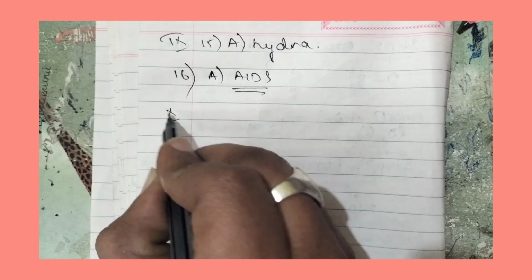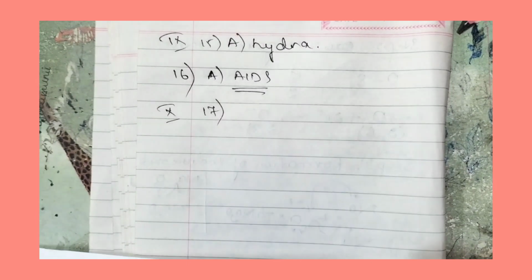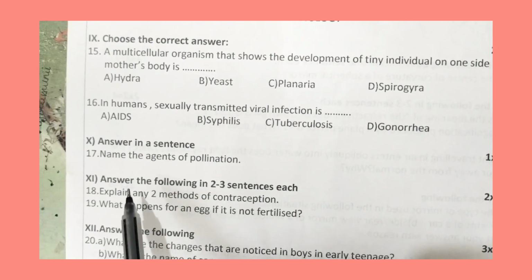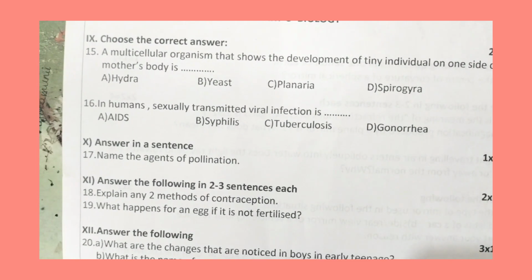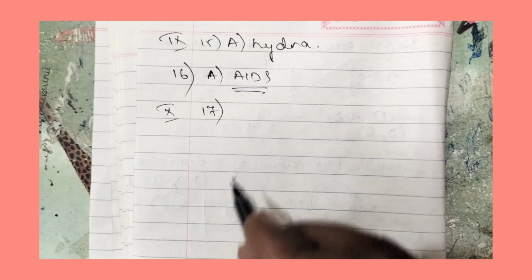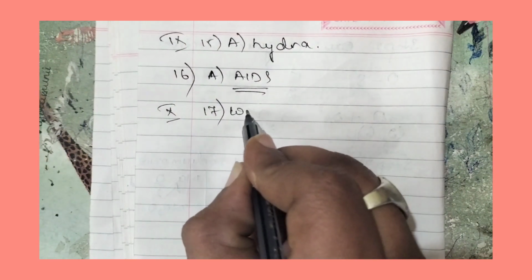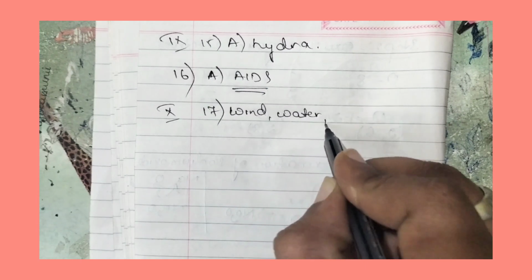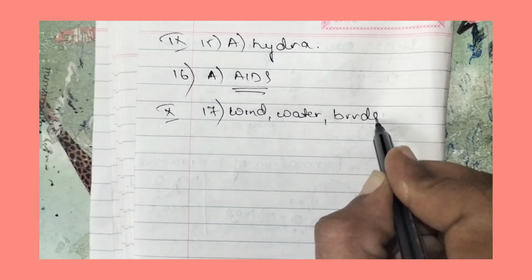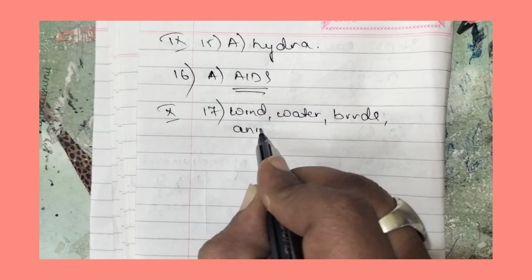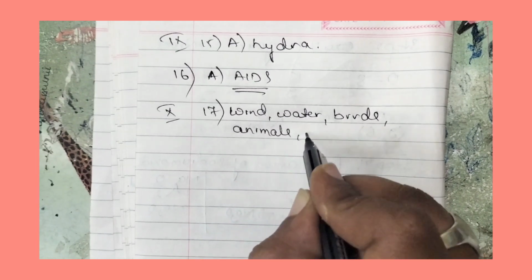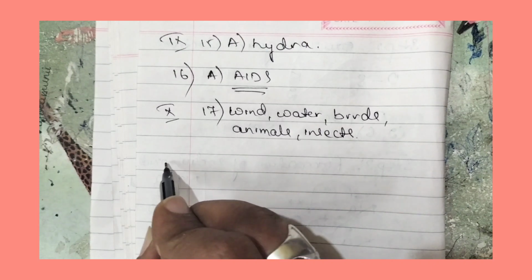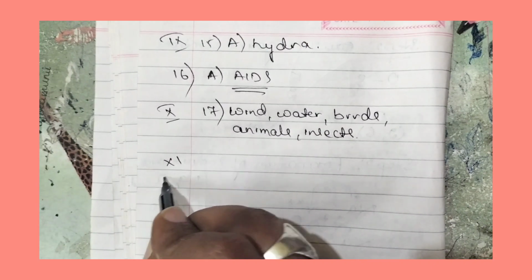Now, let us move to question number 17. Name the agents of pollination. The agents of pollination are wind, water, birds, animals, insects. So these are all the agents of pollination.